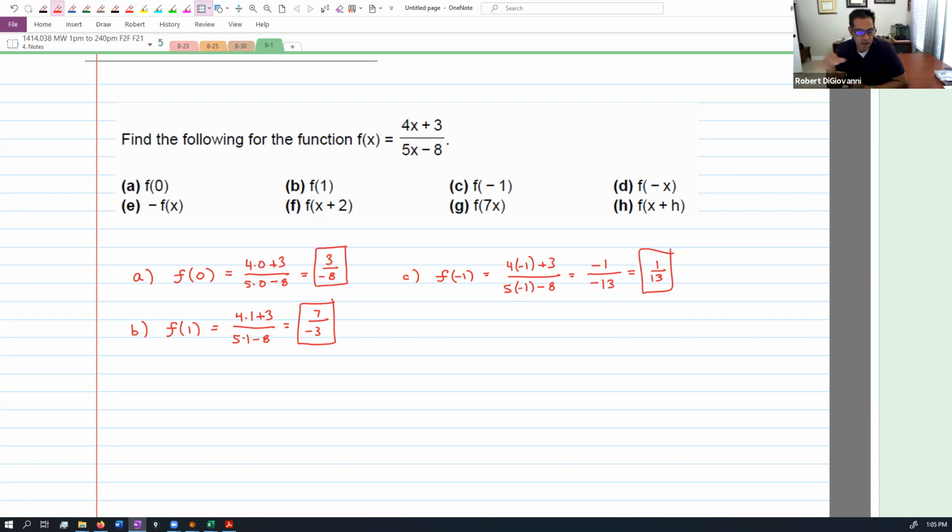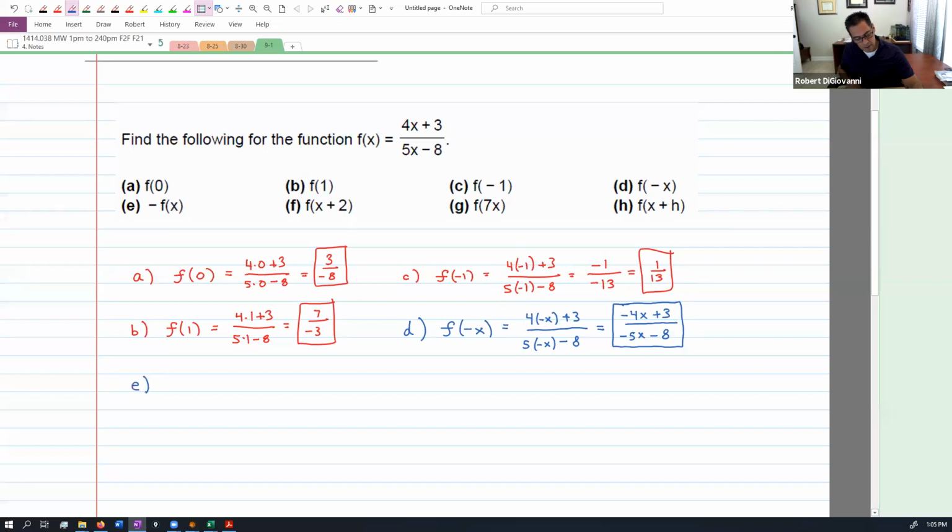Things don't get complicated until you get to the next few problems where you're not plugging in a number, you're plugging in variable expressions. So for part D, I'm going to change colors because that's kind of where things are going to change here. So if we plug in -x, all we're doing is replacing all the x's with -x's. And since we're plugging a variable in, we should expect that our answer will include variables. So I multiply 4 times -x, which gives me -4x, then I add 3. Then on the bottom, I multiply 5 and negative x, get negative 5x, and then subtract 8. And there's nothing else I can do to this. I'm pretty much done at that point, right? So variable expression went in, variable expression comes out.